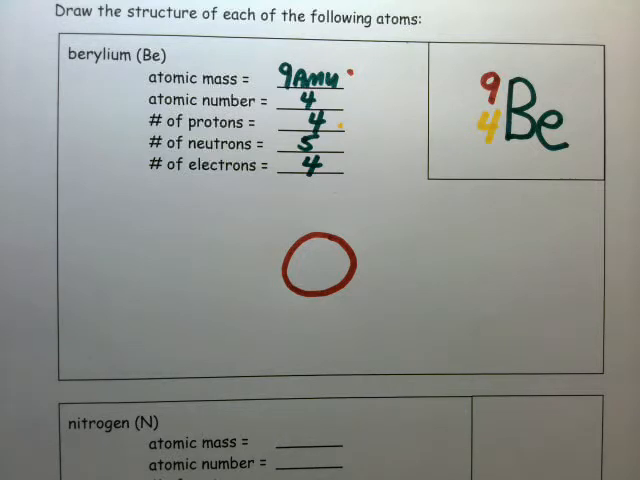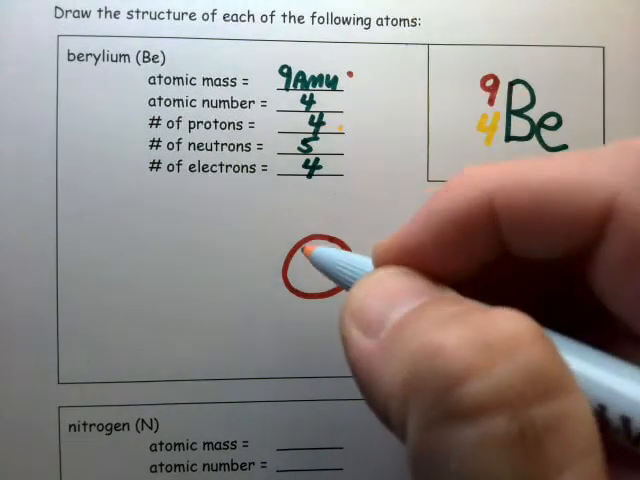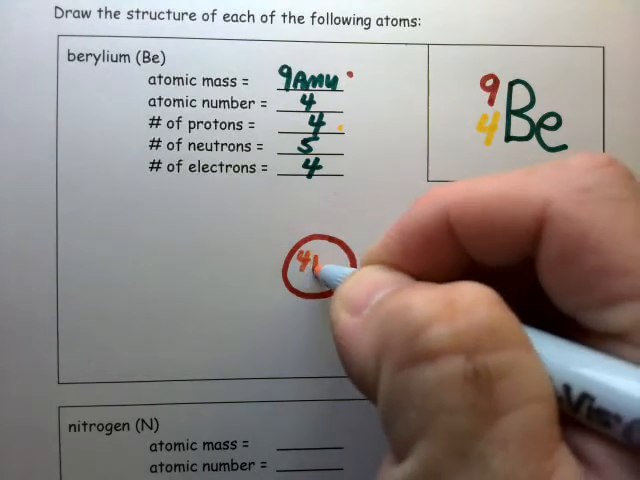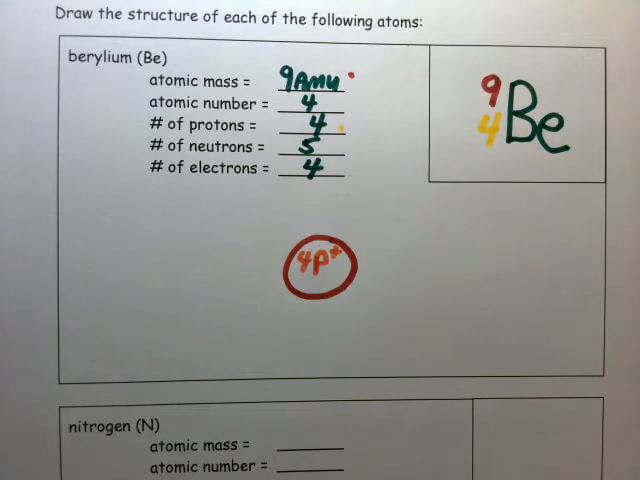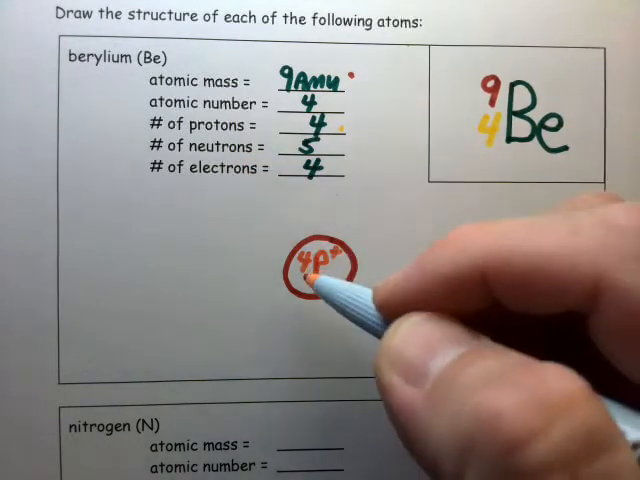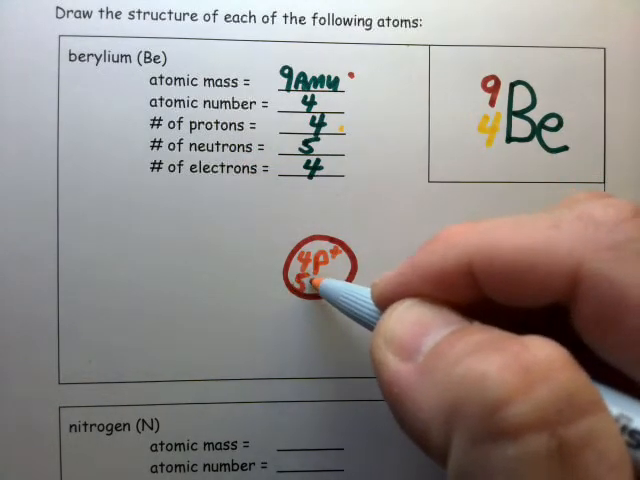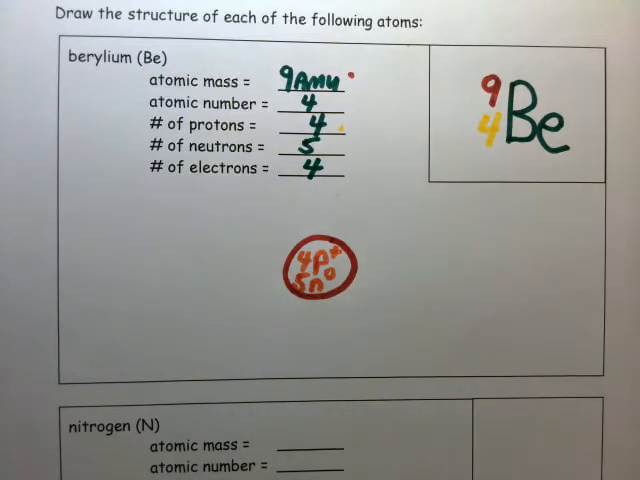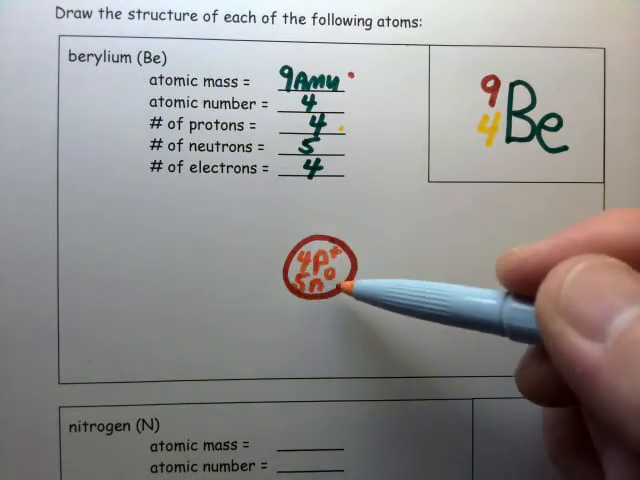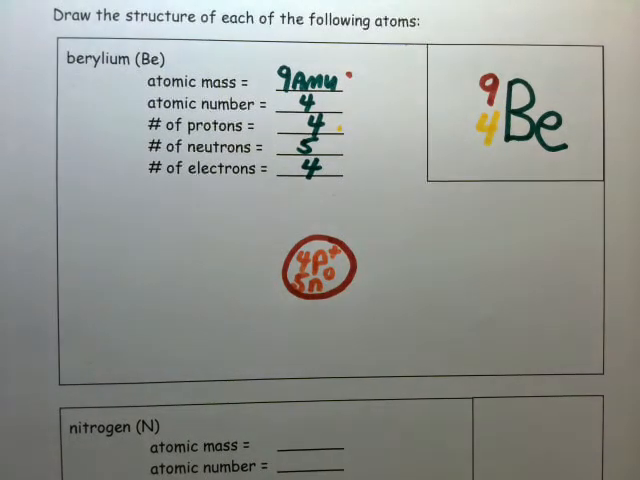In that nucleus exist all 4 protons. So I'm going to say 4 protons, represented with a P with a superscript plus sign because they're positive. And all 5 neutrons. So there's a 5 and an N with a little 0 because they're neutral. They have 0 charge. So those 9 particles all cram in close to each other in this structure generically known as the nucleus of this beryllium atom.